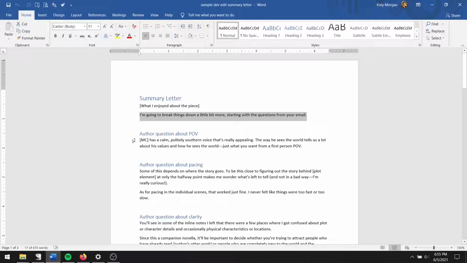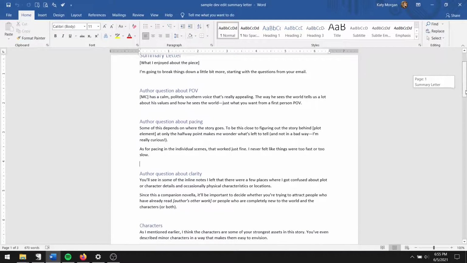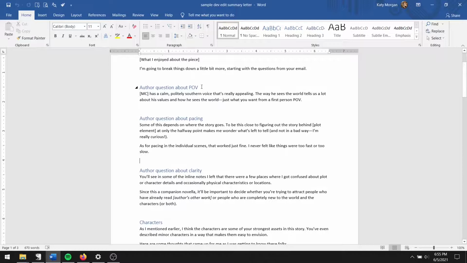So in this particular example, there were a couple of questions from the author, and those are the ones I tried to answer first. So in this case, we had some discussions about point of view, potentially adding in another point of view character. There were also some questions about the pacing of the story, and the author wanted to know about things related to clarity. So was it clear what was happening with individual scenes? Was the overall world building and storyline, did that all make sense?